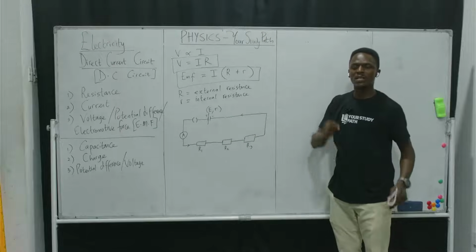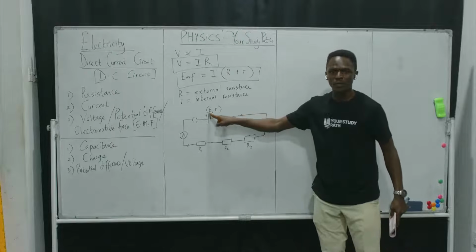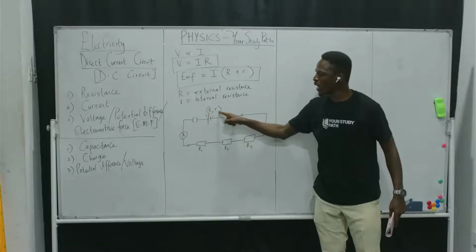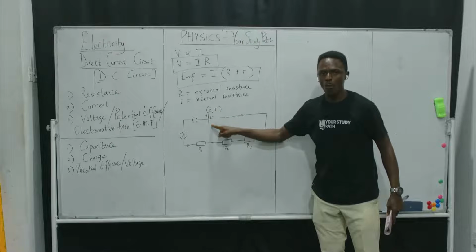Your internal resistance is always labeled alongside the EMF. So watch out for your internal resistance located close to the cell or battery.